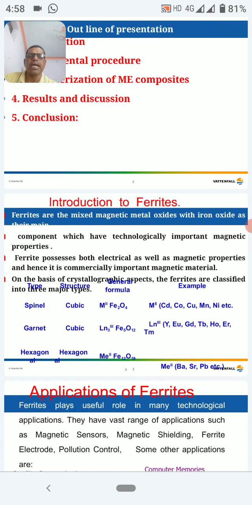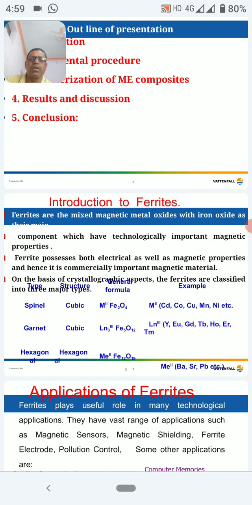Ferrites are mixed magnetic metal oxides with iron oxide as their main component. These ferrite materials have technically very important magnetic properties. Ferrites possess both electrical as well as magnetic properties, hence they are commercially important. On the crystallographic aspects, ferrites are classified into three major types: spinel, garnet and hexagonal. The structure of spinel is cubic, garnet is also cubic, and hexagonal is hexagonal in shape.